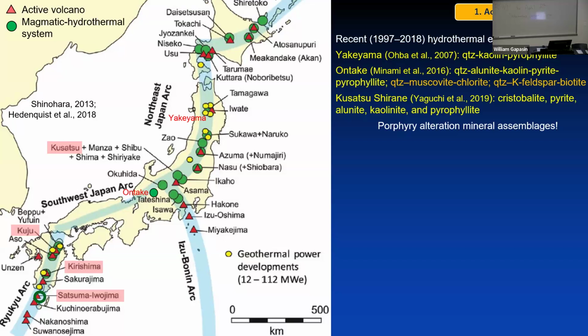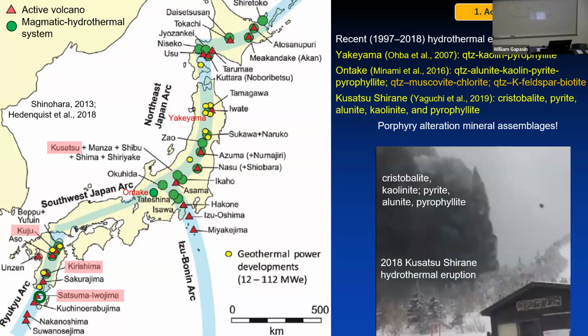For Kusatsu-Shirane, erupted in 2018, crystalline kaolinite, pyrite, and porphyry. These are blizzing blocks being thrown out. So these are volcanic systems with hydrothermal eruptions from hydrothermally altered material.